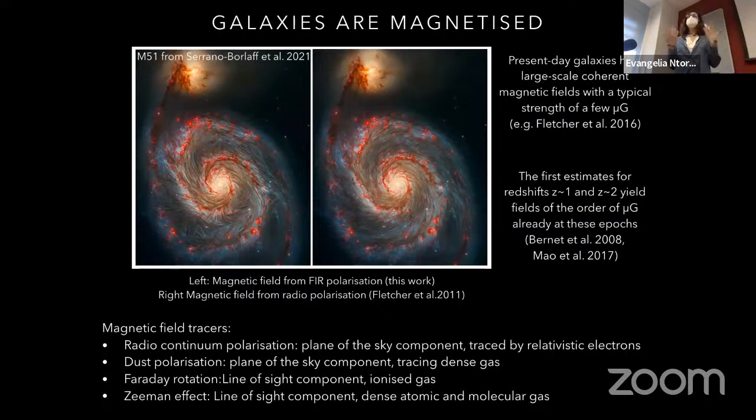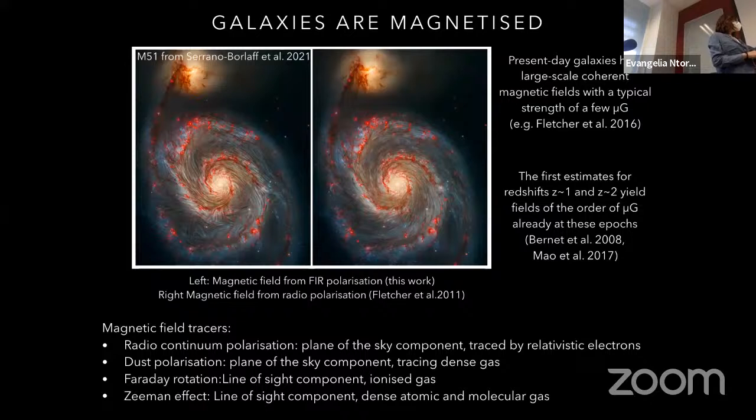You have very energetic cosmic ray particles that gyrate in the magnetic field of the galaxy and give you, again, the plane of the sky magnetic field, but as you can see here, it's traced differently. So this is how we know in general that galaxies are magnetized, from radio polarization studies, mainly from far infrared. Recently, this is with Sophia Hock Plus.